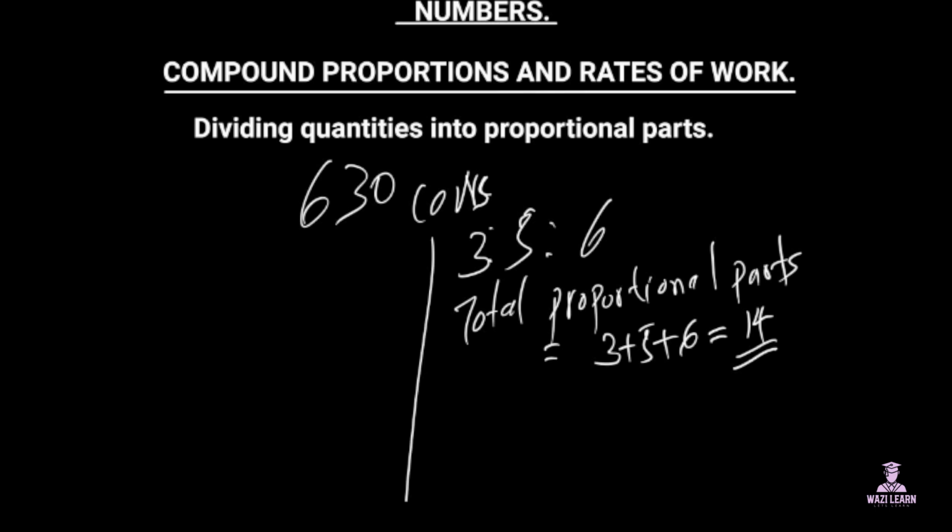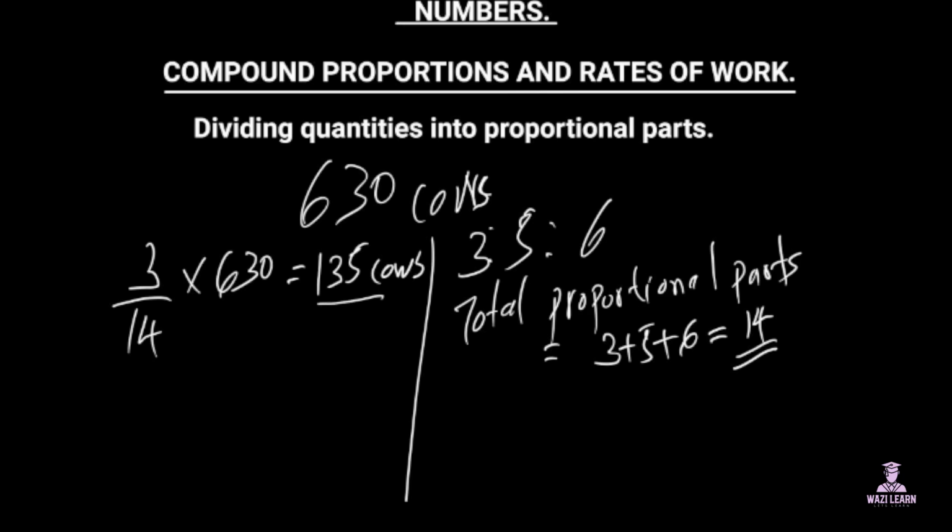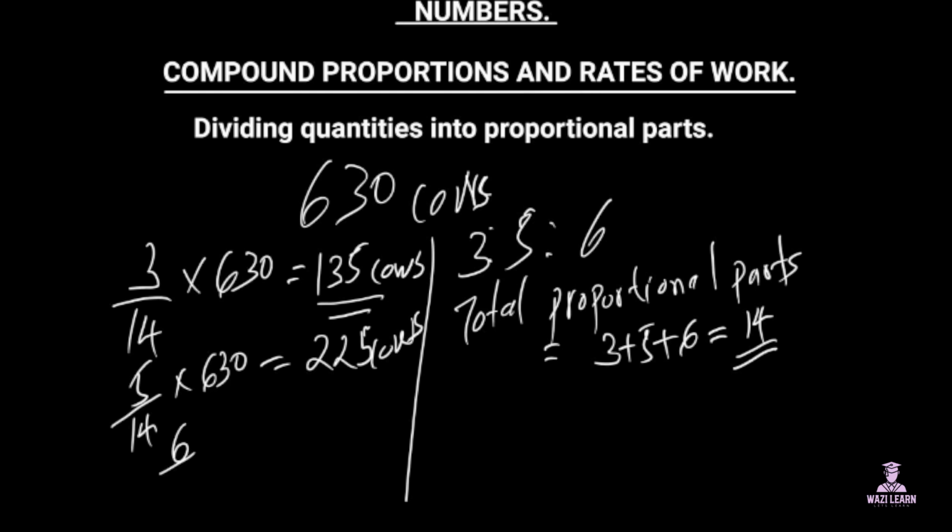So the first child, 3, will be 3 over 14 times 630. This one will get 135 cows. The second one will be 5 over 14 times 630. This one will get 225 cows. Then the last one will be 6 over 14 times 630. This one will be 270 cows. So given your ratio 3 to 5 to 6, this is the number of cows each child will get.